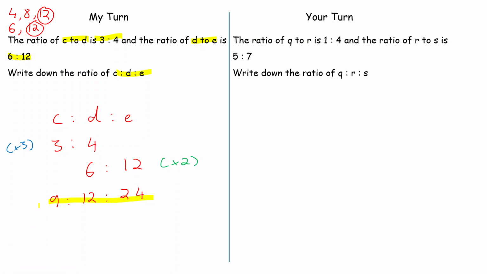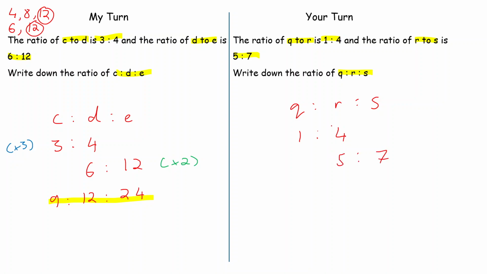So you can finish up now by looking at this one. Pause the video, give it a go, fast forward to the end, and then that is going to be it for this video. It says the ratio of Q to R is 1 to 4, and the ratio of R to S is 5 to 7. Write down the ratio of Q to R to S, and let's again write down what is going on here. You've got Q to R is 1 to 4, and R to S is 5 to 7.